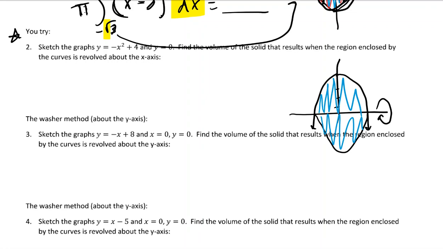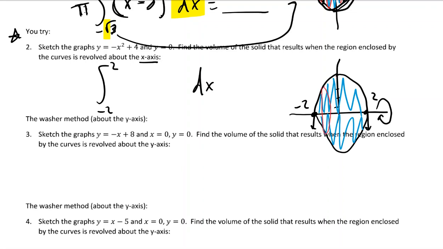Alright, so hopefully you made a picture, because that's going to help you visualize what's supposed to be going on here. We're still rotating about the x-axis, so because of that, we are going to do dx, and we're going to look at these x values. So you need to think about where negative x squared plus 4 equals 0. That would do that. And again, we're just going to add up a bunch of washers, a bunch of circles.